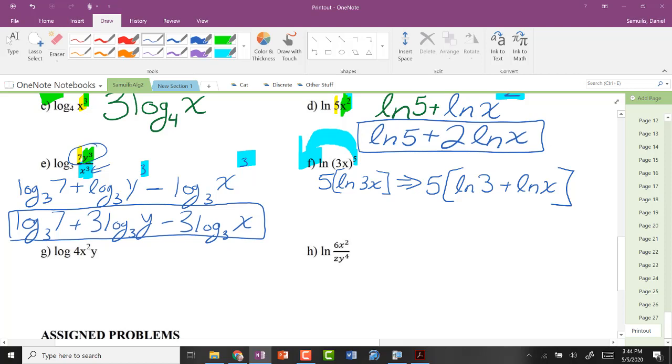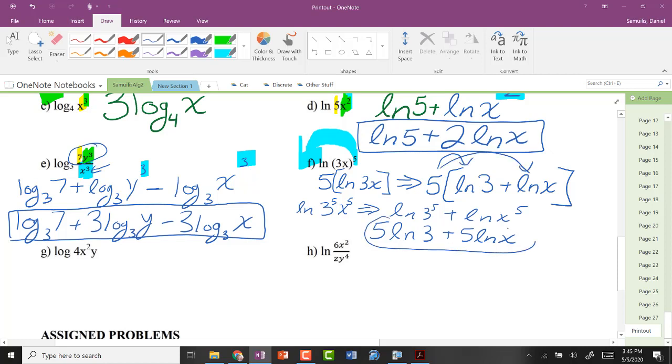The other option is to say, well, let's apply my exponent rule and say this is the same thing as 3 to the third, or I'm sorry, 3 to the fifth, x to the fifth. So the other way we can write this is natural log of 3 to the fifth plus natural log of x to the fifth, and then bring down the power. So 5 natural log of 3 plus 5 natural log of x, which is what would happen here. You would distribute and distribute. So this is what you end up with.